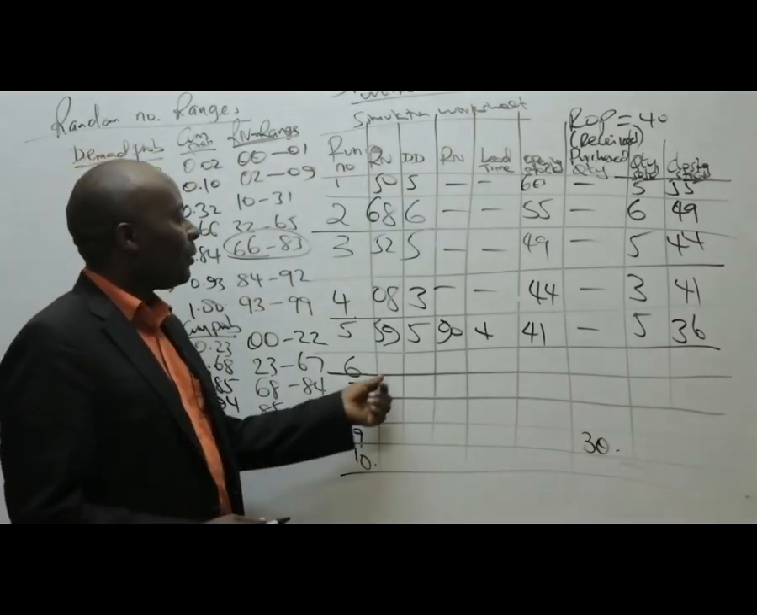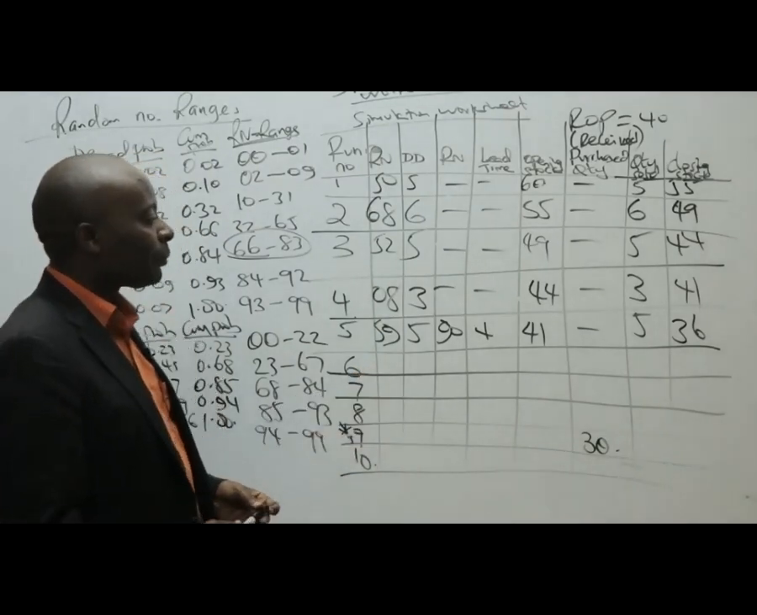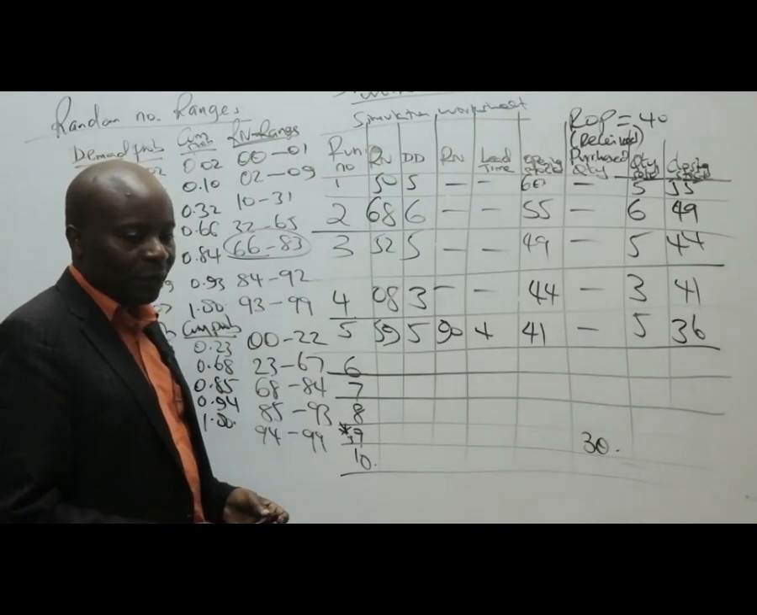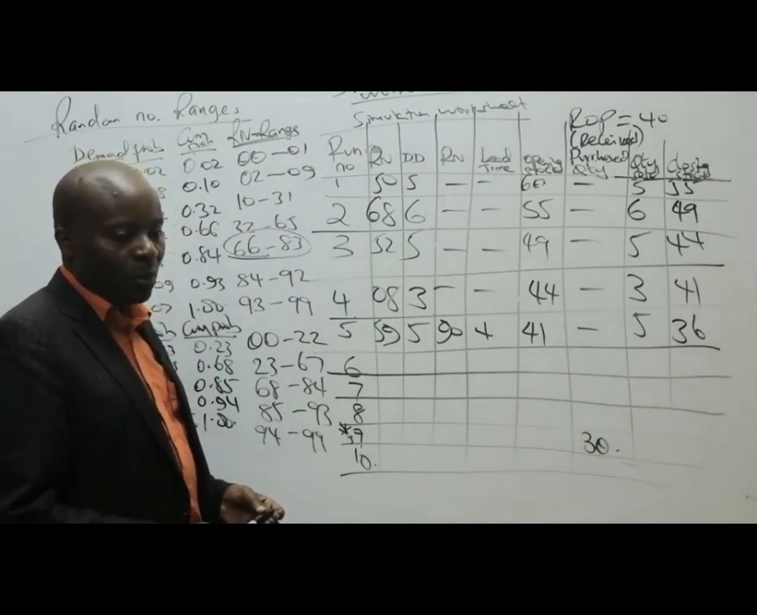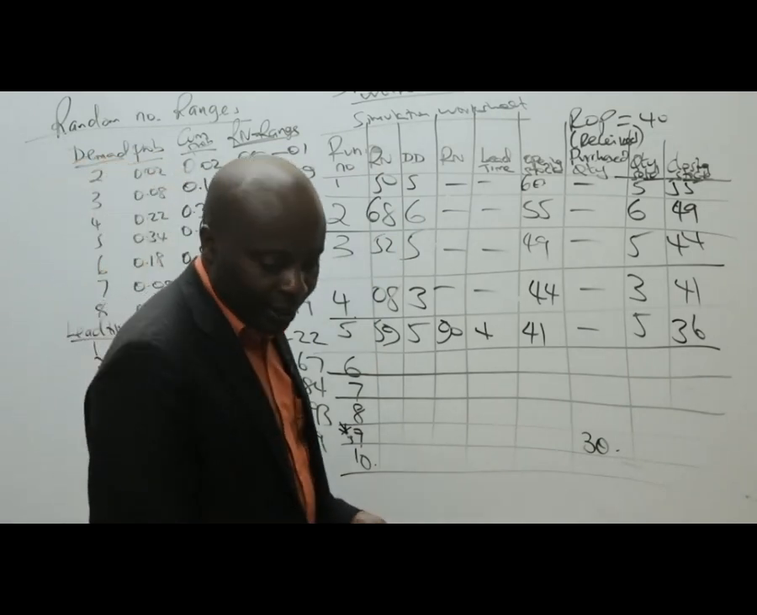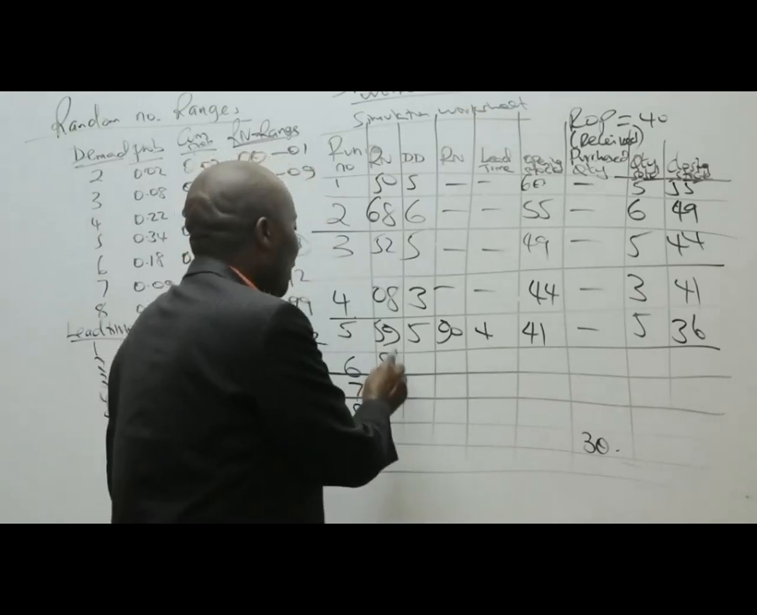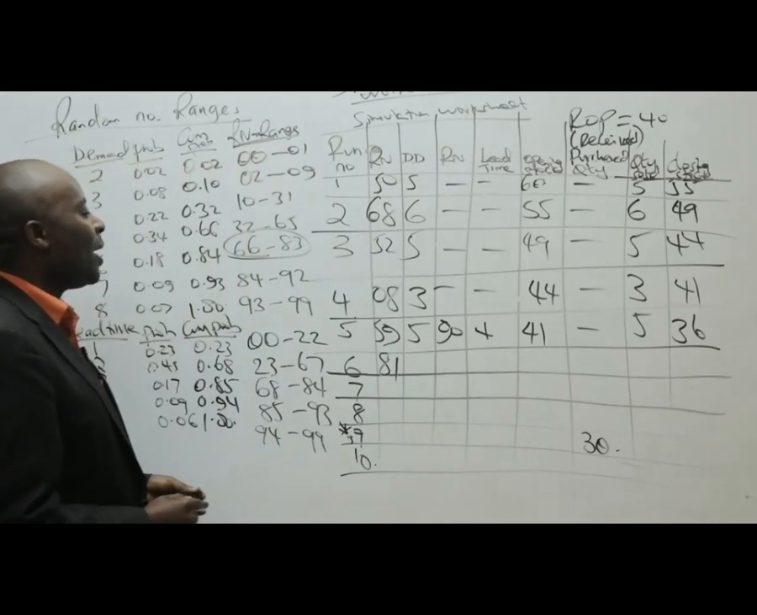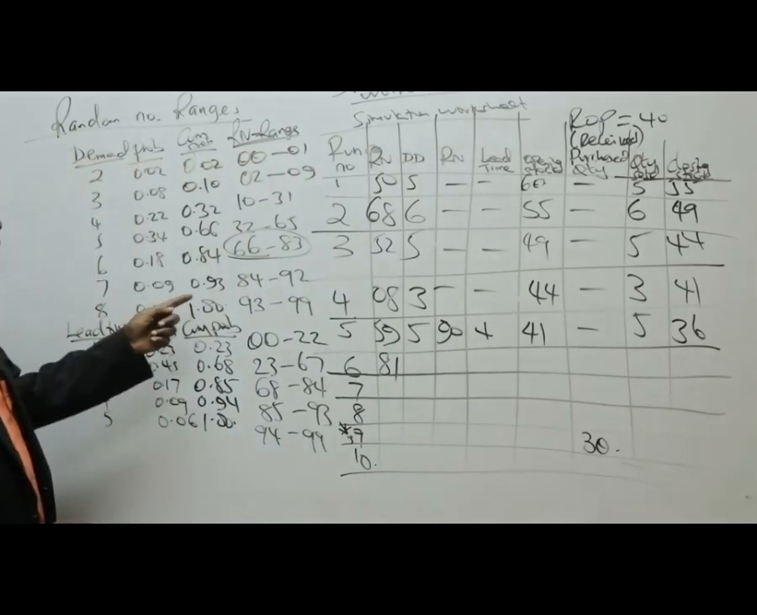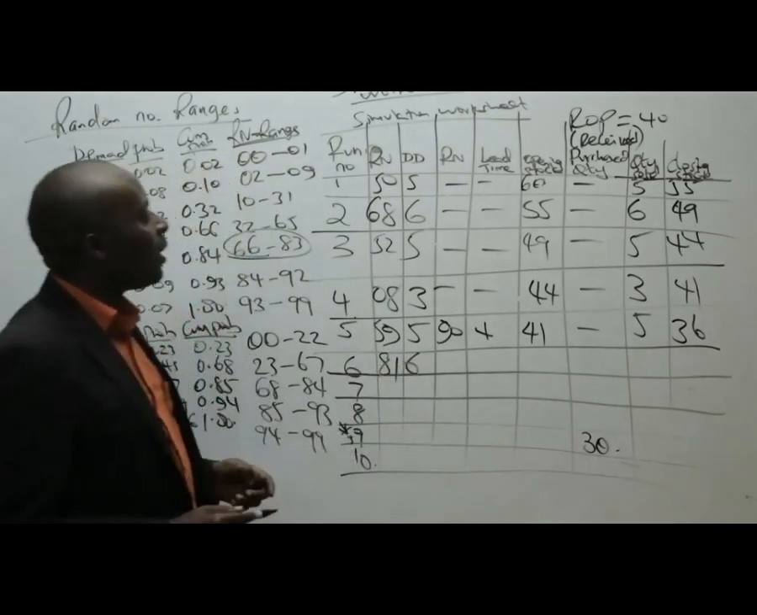So go to week number 6. Week number 6, are you able to see the next random number? What do we have there? Week number 6, random number 30. Next random number, I'm being told, is 81. So 81 will give me what demand? 81 will give me 6. 81 gives me 6.